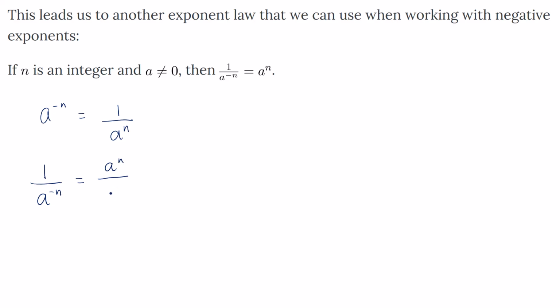So we would have a to the n, we'd be left with a 1 on the bottom, but this is the same as a to the power of n. Now this rule works for similar reasons that we discussed for that initial negative exponent law.